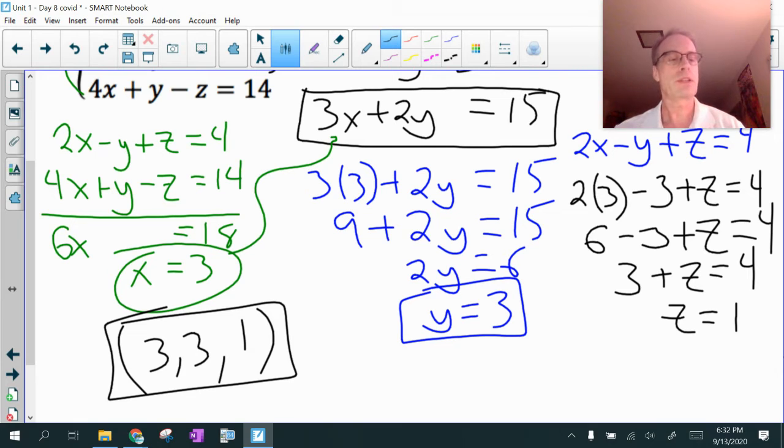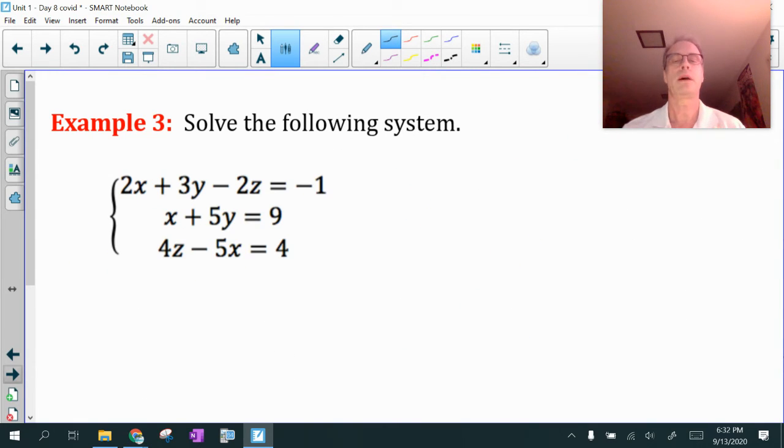Okay, let's do another example. If you need to take a break, take a break. Copy this down. They're going to start to look a little bit different than some of the other ones, but that's okay. Give it a couple seconds. Copy it down, and we'll see where we can get to on this.